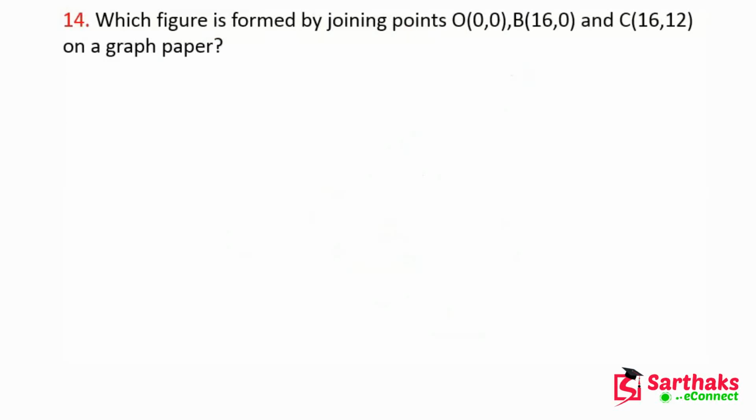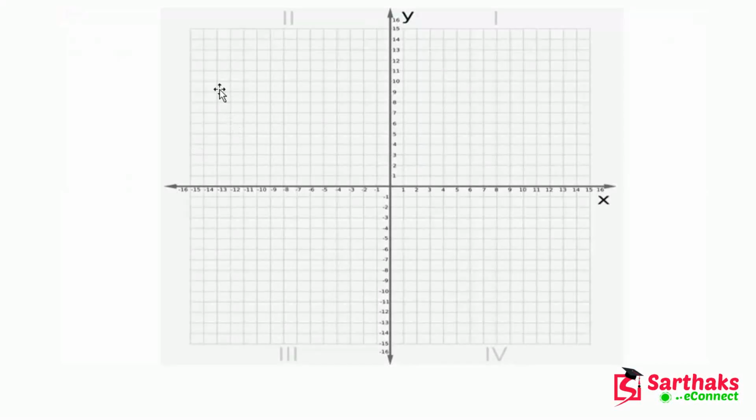Now the next question is: which figure is formed by joining points O, which is (0, 0), point B, which is (16, 0), and point C, which is (16, 12) on a graph paper? We have to find the figure. First of all, let's plot these points on the graph. Let's suppose we have a graph like this. First we have (0, 0).